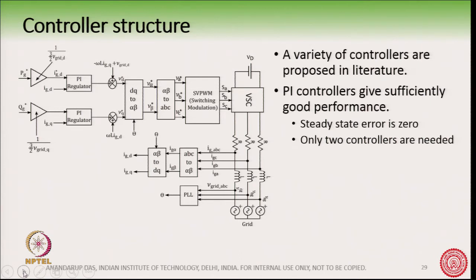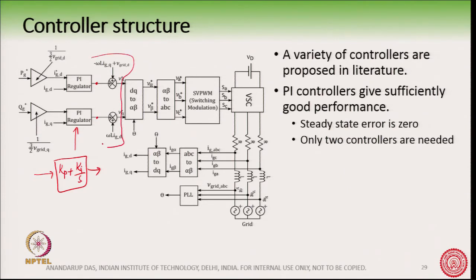PI controller gives sufficiently good performance in many of these applications, and the steady state error is also 0, and we will have 2 controllers needed. So, we will have only the d axis control and the q axis control. So, this PI controller is nothing but this form, this is inside this block here, like this.